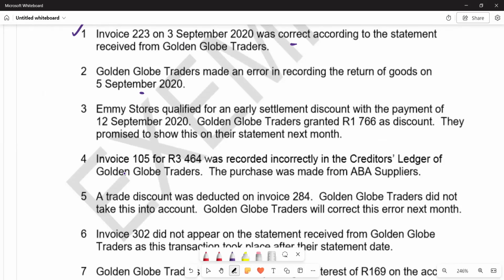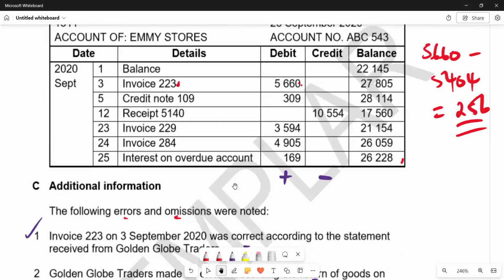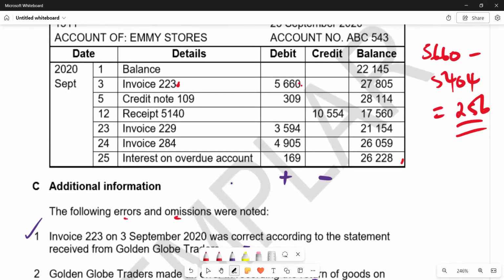So we are seeing that this error is on Golden Globe Traders, which means the statement of Golden Globe Traders is the one that is a mistake. So we go to the statement and see what is happening on 5 September in terms of goods returned. On 5 September, we are seeing there's a credit note, which is indicating a return.